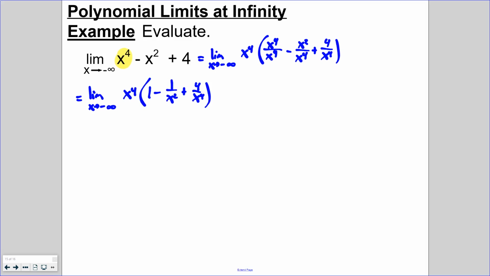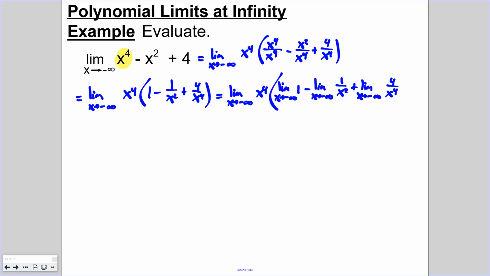Boom, simplified. All right, get ready, it's limit time. Limit as x approaches negative infinity of x to the fourth, times the limit as x approaches negative infinity of 1 minus the limit as x approaches negative infinity of 1 over x squared. And if you think writing a limit every time is a pain, imagine having to say it every time. That's also a pain. But this is the best part, because we can make some of them go to 0 and bye-bye.